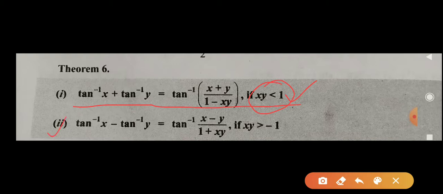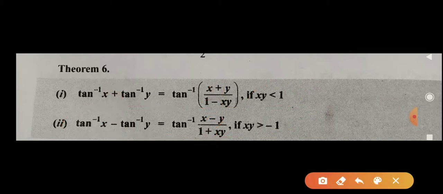The second property is tan inverse x minus tan inverse y equals tan inverse of (x minus y) upon (1 plus xy). Listen students, how can you remember these properties? If plus is here, then plus will come in the numerator and minus in the denominator. If minus is here, then minus will come in the numerator and plus in the denominator. The condition given is xy is greater than minus 1. In the first property, xy is less than 1, and in the second property xy is greater than minus 1. So you have to keep these two properties in mind.